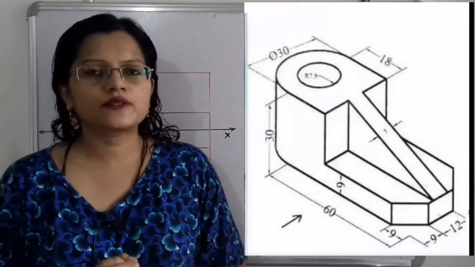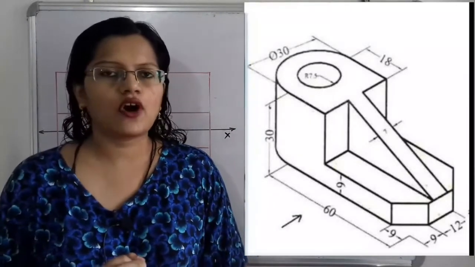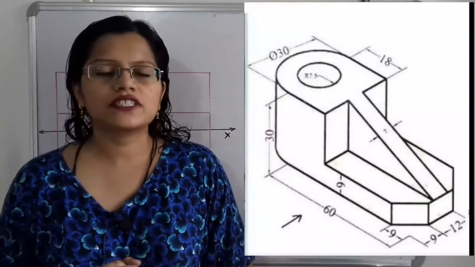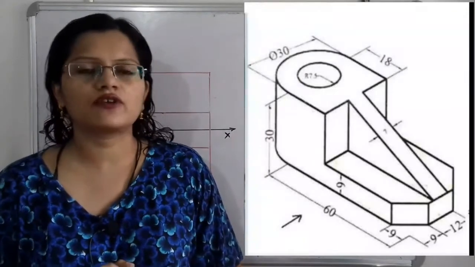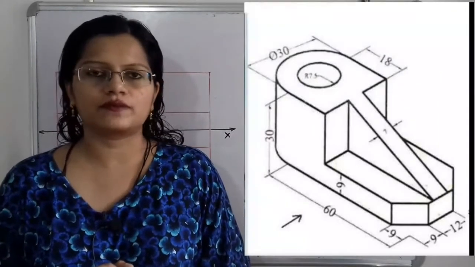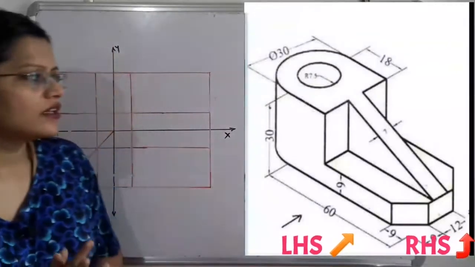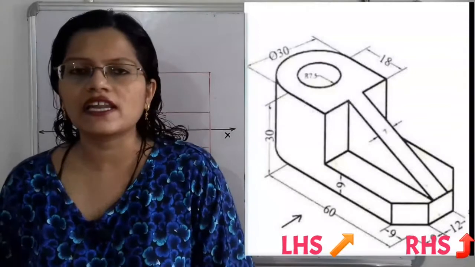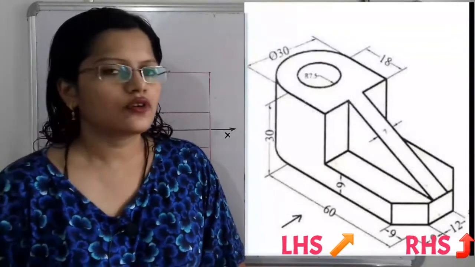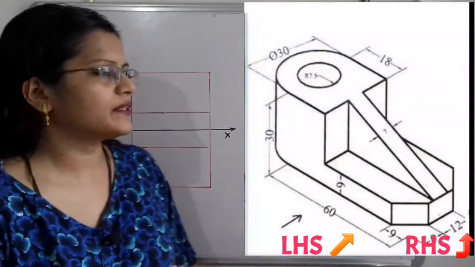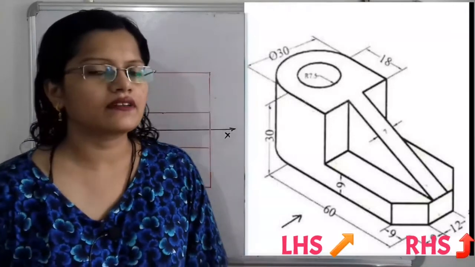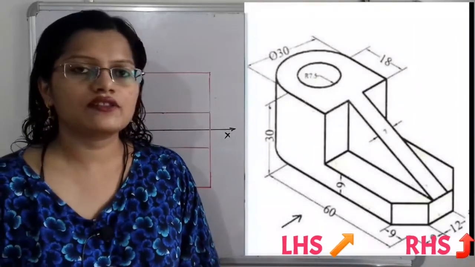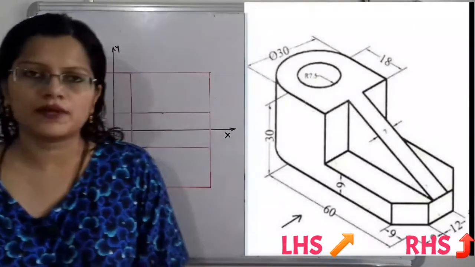If we observe the given three-dimensional object, we first have to decide which is the left hand side and which is the right hand side of this object. The left hand side has a length of 60 millimeter. And what is the length of the right hand side? There is a semicircular arc having diameter 30, so the length of the right hand side is 30 millimeter.